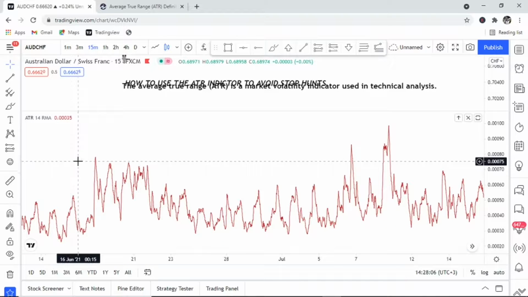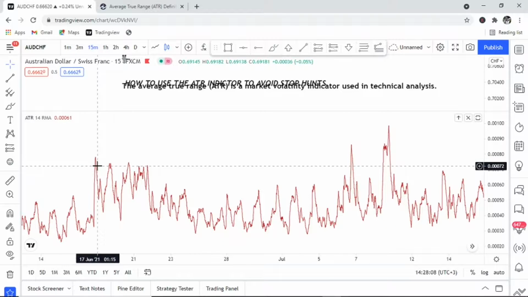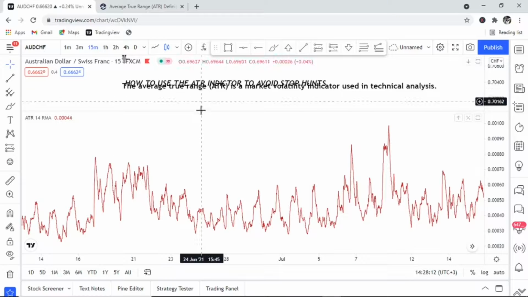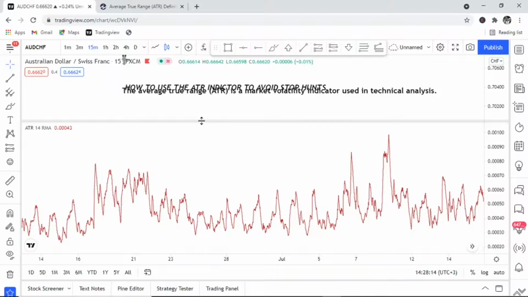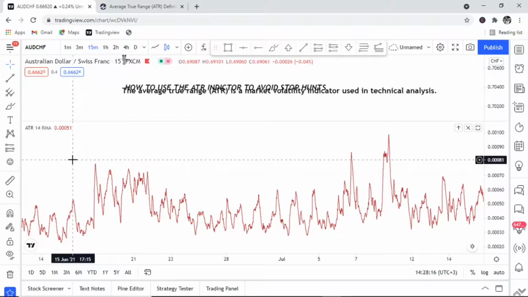3, 2, 4, 3, 4, 6, and so on and so forth. So once you have found the volatility, let's say for example right now it is at 5 pips, what you do when placing your stop loss is just multiply that digit by 2. So right now it's 5 pips, multiply 5 by 2, and that is going to be 10 pips, and then use that 10 pips to place your stop loss.